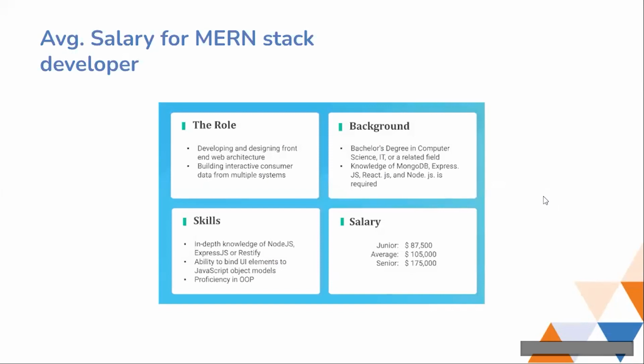Okay, next comes the salary for a MERN Stack developer. Worldwide, in the USA and Europe market, the average salary of a junior software engineer of MERN as a full stack developer is around 80 to 87,000 US dollars per year. A mid-level software engineer will get almost 105K, and a senior software engineer on average gets 175K. Those are the averages.